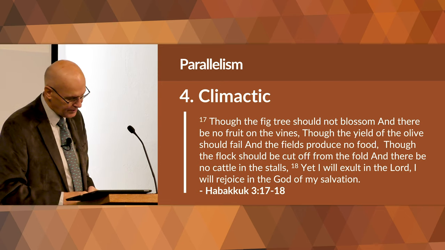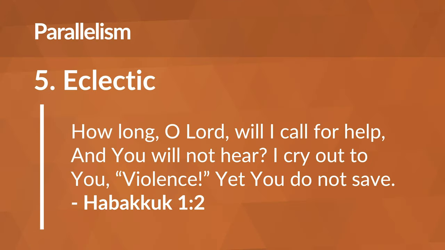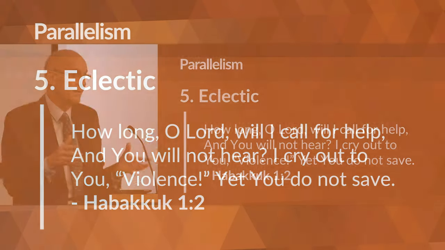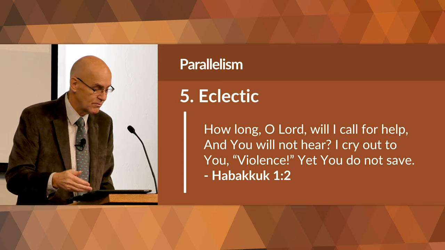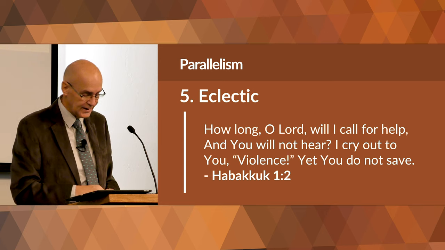Another type of parallelism was eclectic parallelism, number five. And eclectic parallelism is a combination of different types. So you didn't just have synonymous all the time. They would mix them up, or they'd put two or three types of parallelism in the same passage. And that type was called eclectic.